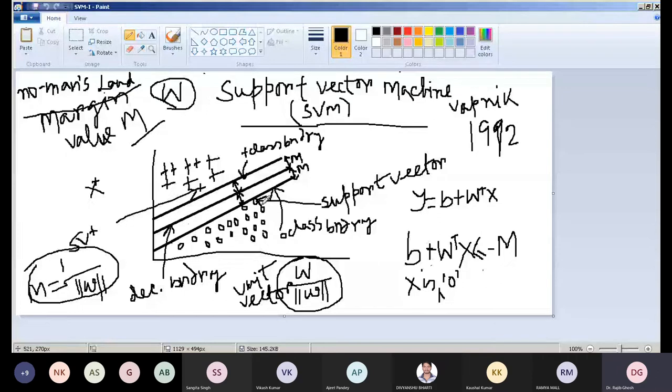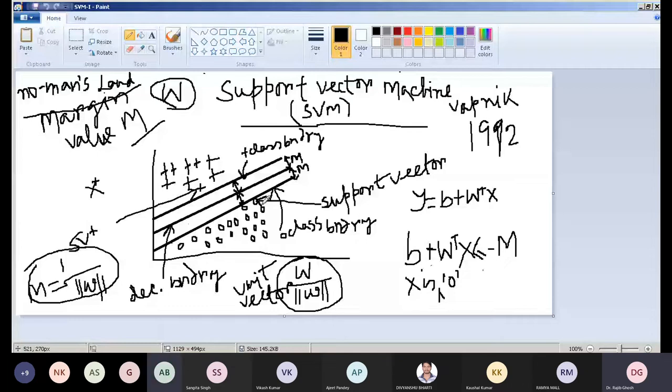What is the reason behind this? Due to that reason only, these vectors are called support vectors. That means these vectors will give us some sort of support in the future to correctly classify a new sample. What sort of support is it giving? That is the reason that I'm asking.